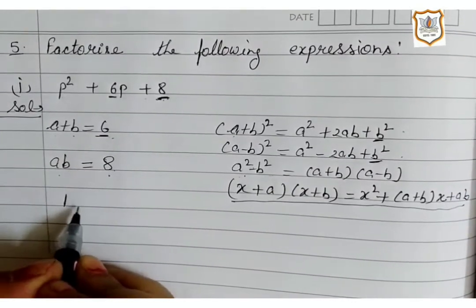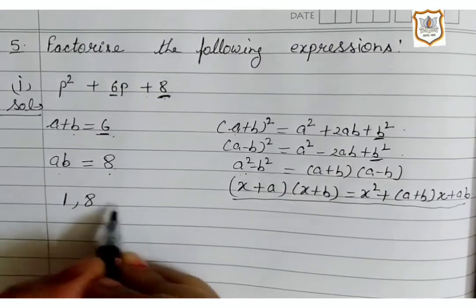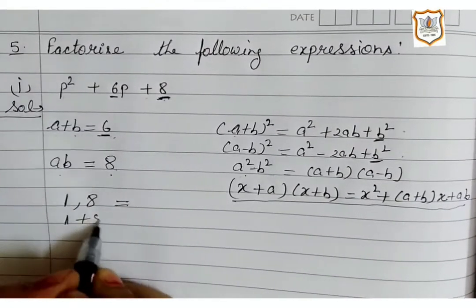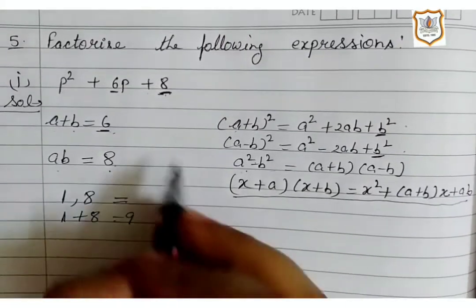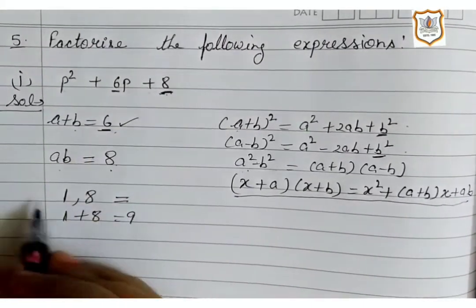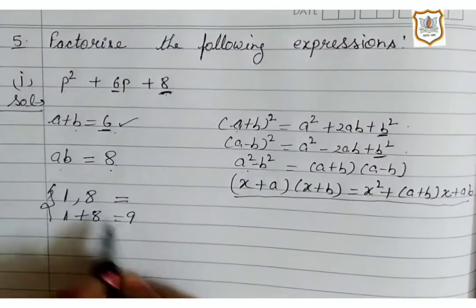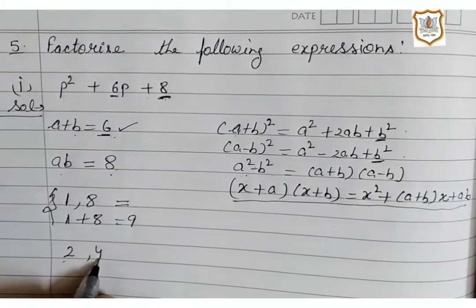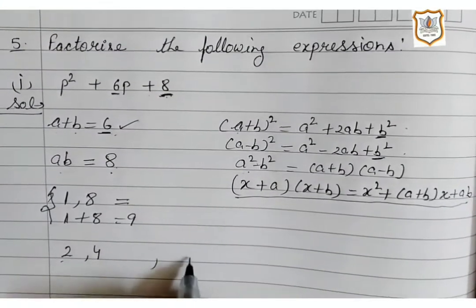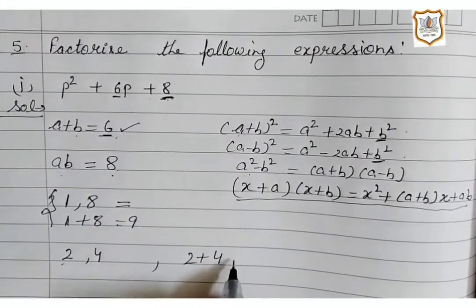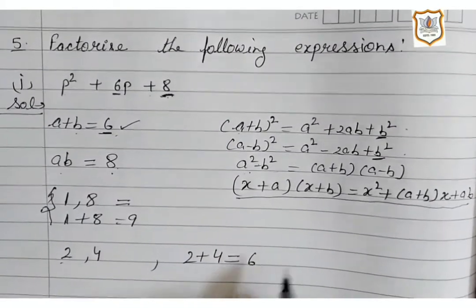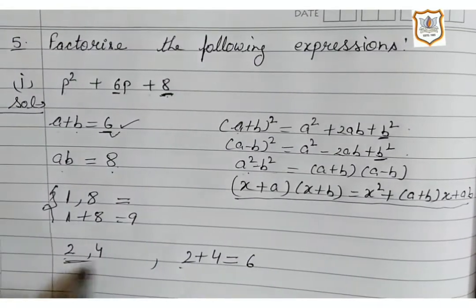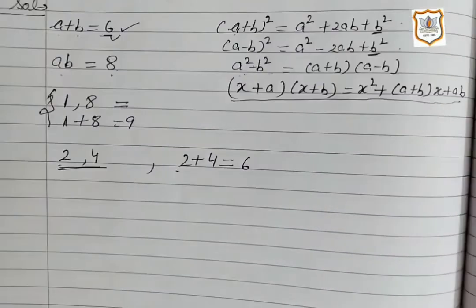So here the factors of 8 are 1 and 8. 1 multiplied by 8 is 8. So here if we add 1 plus 8 we will get 9, but we want 6 here, so we can't take this factor. Now we will take the other factors of 8, that is 2 and 4, and if we multiply 2 and 4 we will get 8, and if we add 2 plus 4 we will get 6. So students, we will take the factors of 8 as 2 and 4, as 2 plus 4 is 6 and 2 multiplied by 4 is 8.